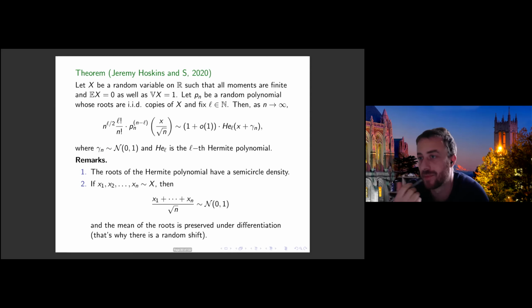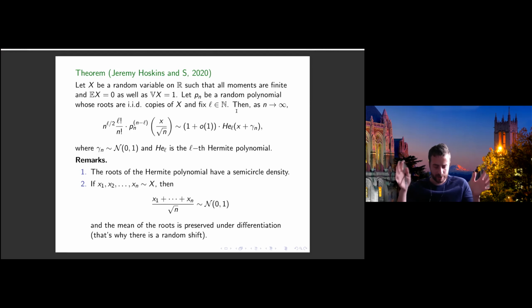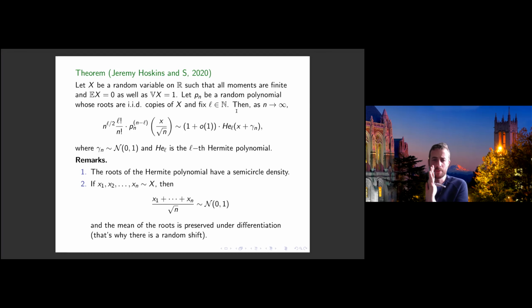Recalling the statement I made in the beginning: if I have a polynomial, then the average of the roots stays preserved under differentiation. So if I pick n random roots following this distribution, then their average undergoes a shift. It's not exactly zero. It's randomly shifted to the left or to the right, and this has to be preserved under differentiation. That explains why there's a random shift here. It's to compensate the central limit theorem, which gives you this randomness.